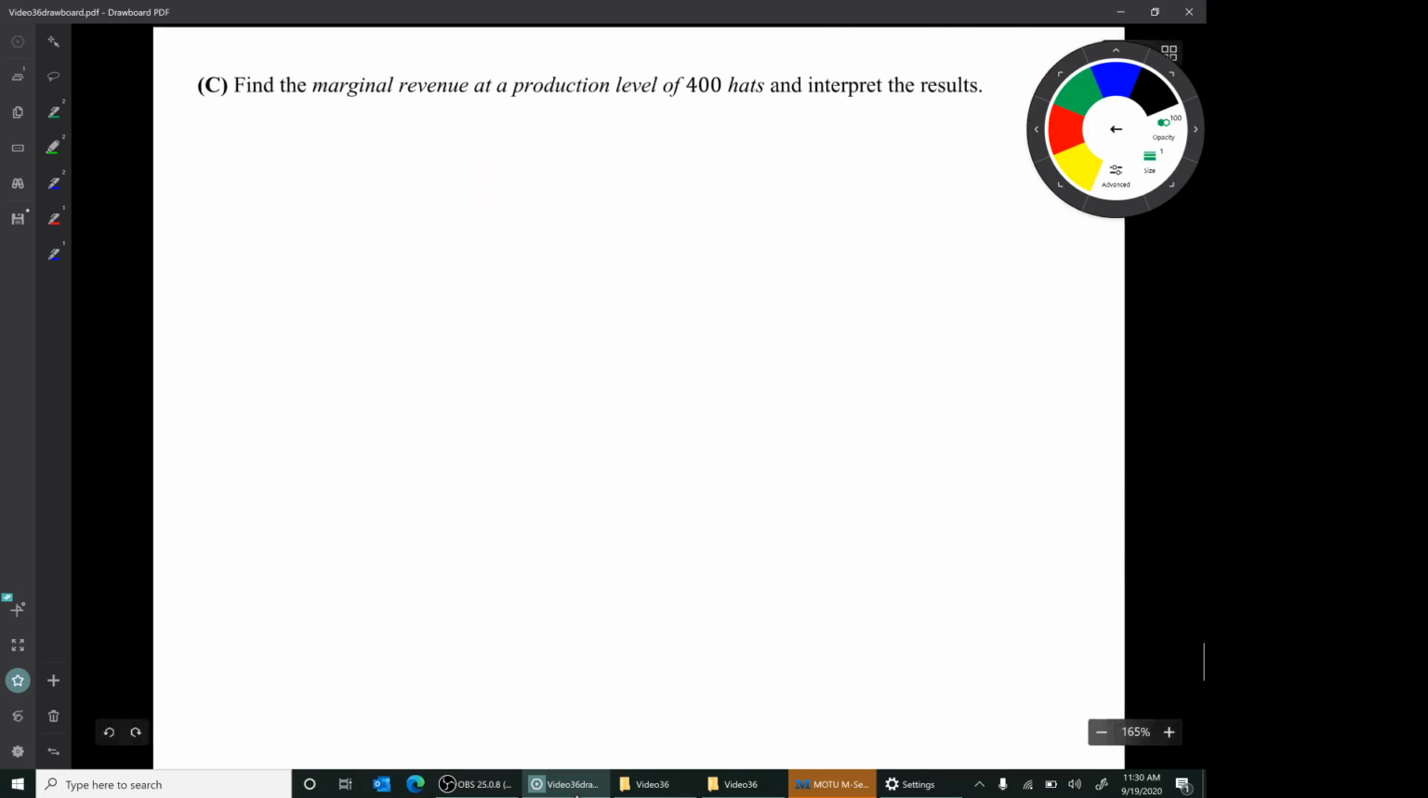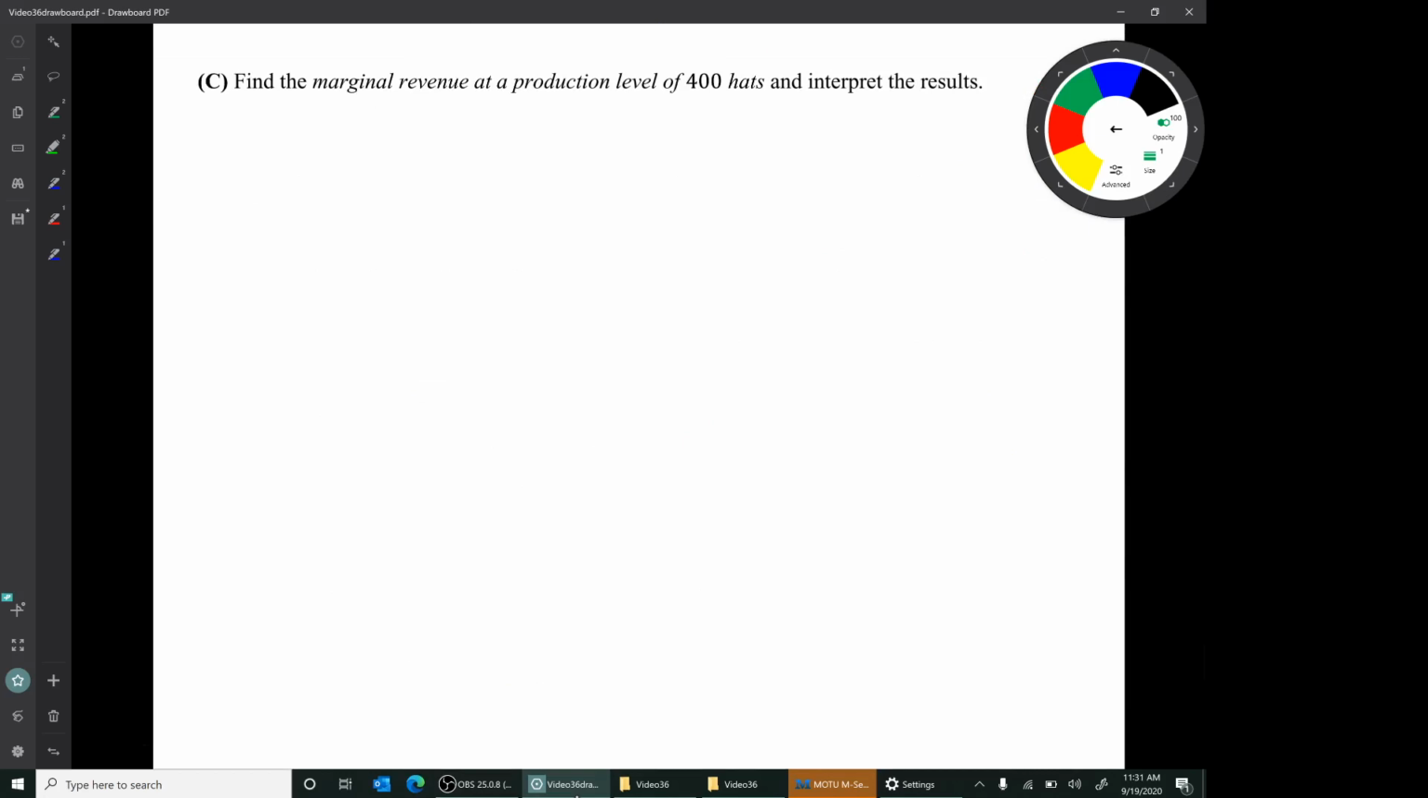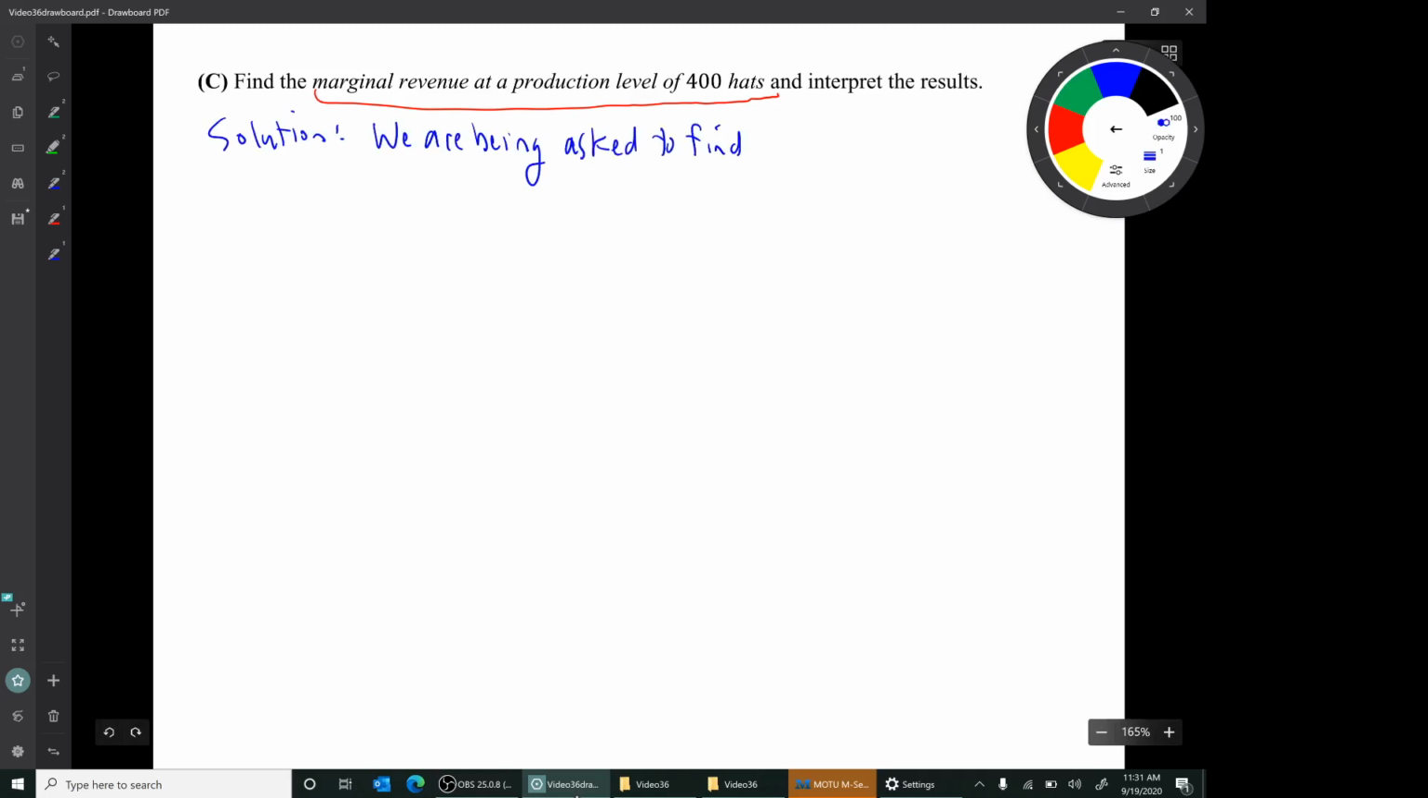Let's go on. Question C. Find the marginal revenue at a production level of 400 hats and interpret the results. Well, remember what this means. That means we're supposed to find R'(400). So the strategy should be find the derivative of the revenue function and then substitute in x = 400.